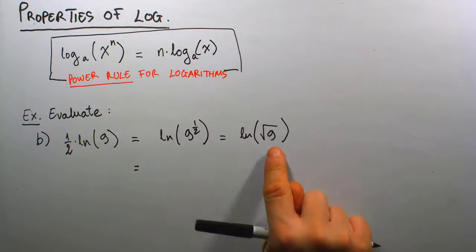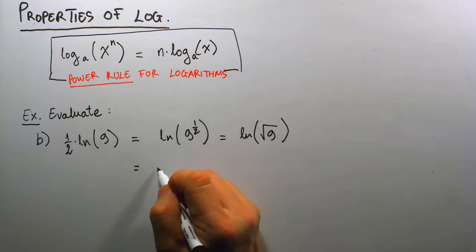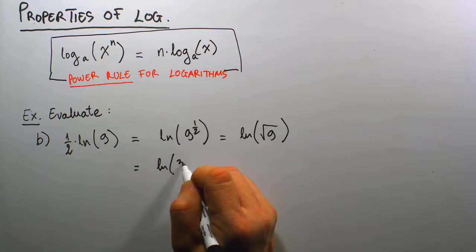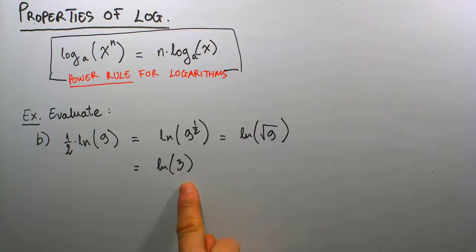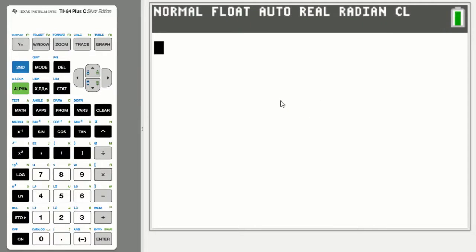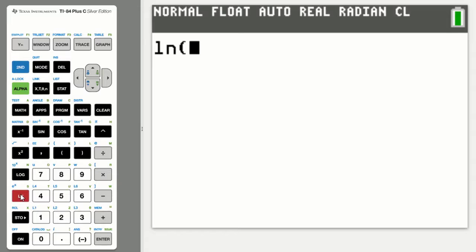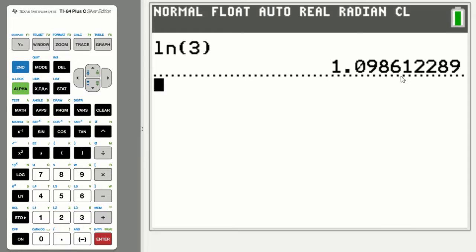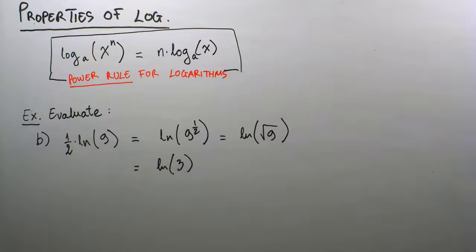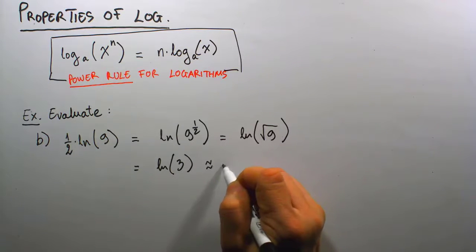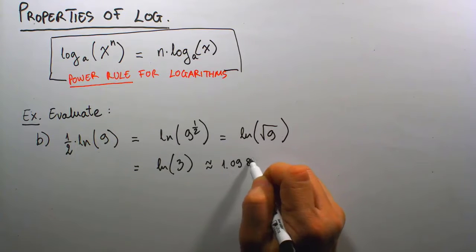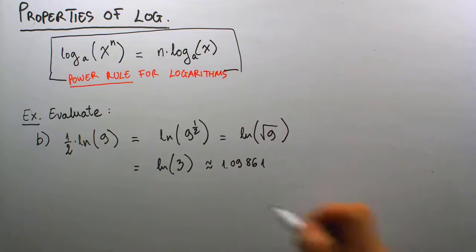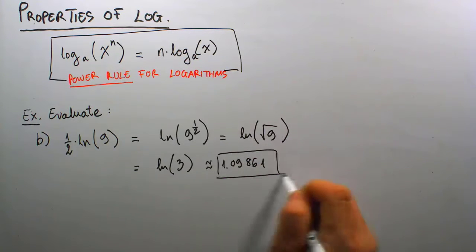And square root of 9 is easily recognized by anyone to be 3. So this final expression is simply what we just need to type into a calculator to obtain the final answer. So on a very basic calculator, all we need to do is type in natural log of 3. And the answer comes out approximately 1.09861 and a lot longer, but allow me to stop at 5 decimal places.